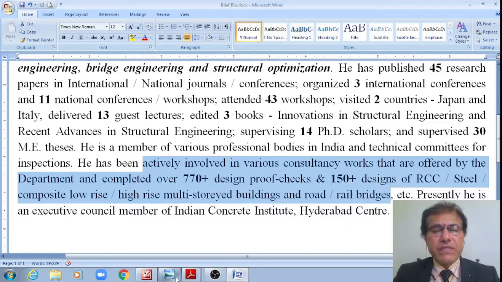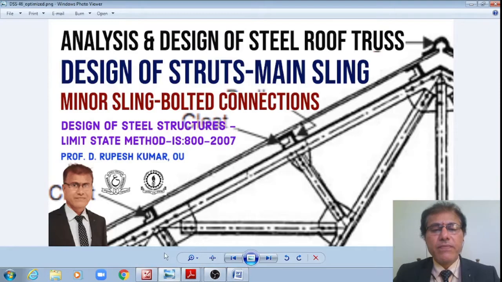Now, once we see this, let us move to the discussion, students. In today's class we shall see the design of these struts as well as the main sling as well as this minor sling along with the bolted connections.